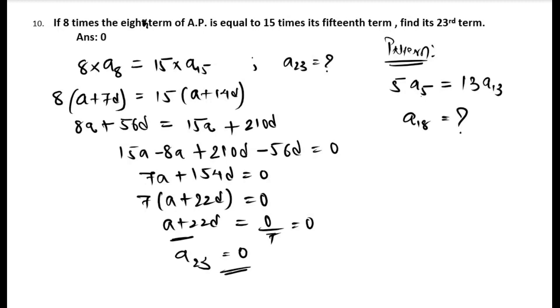Now you see the pattern. 5 plus 13 is 18. So the 18th term is 0. Okay, directly we can write the answer. If 5 times the 5th term is equal to 13 times the 13th term, the 18th term will be 0. You can directly write this. So this is the pattern.